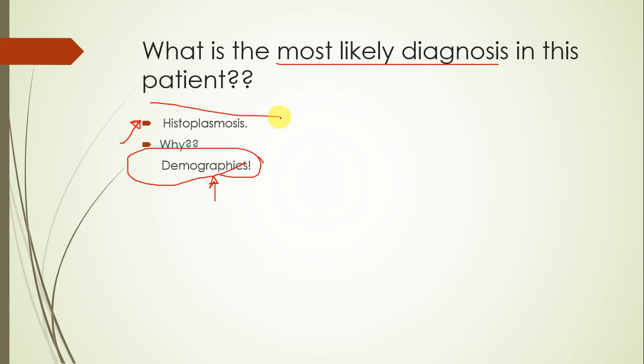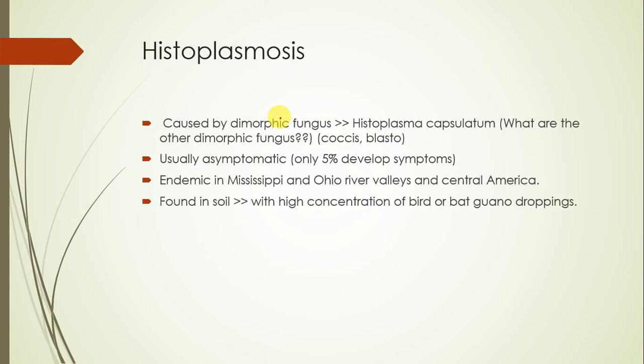Okay, so let's talk about histoplasmosis a bit. As you know, this is caused by a dimorphic fungus, which is Histoplasma capsulatum because it has a capsule. Question for you: what are the other dimorphic fungus, and what do you mean by dimorphic?